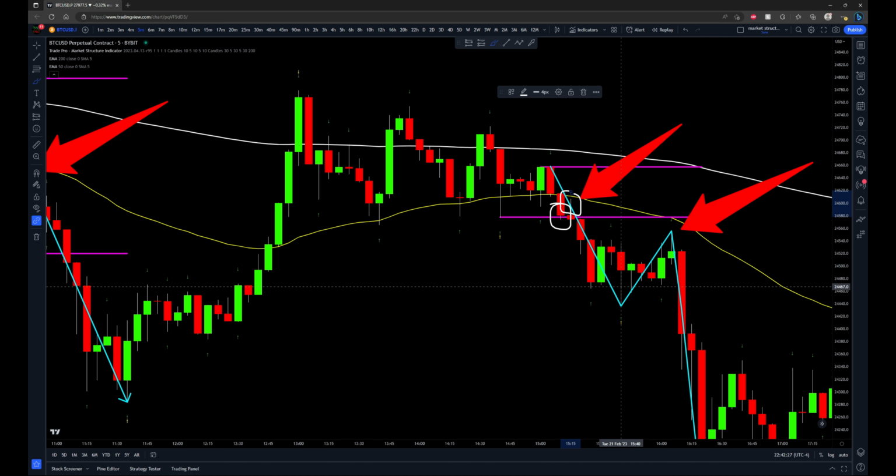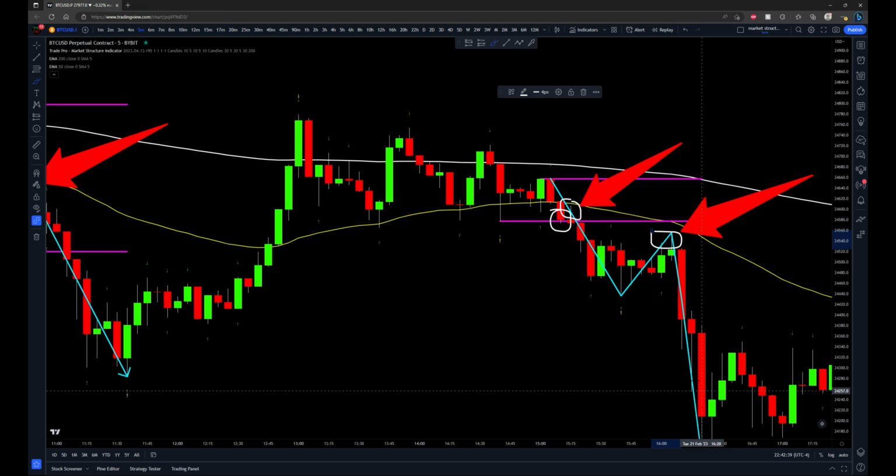Then pushes down. There's a consolidation here, which is another shorting opportunity in this area with the other red arrow signaling that. Two opportunities to be getting short and looking for a continuation move to the downside, which we see follow through here. So that's the trading setup.